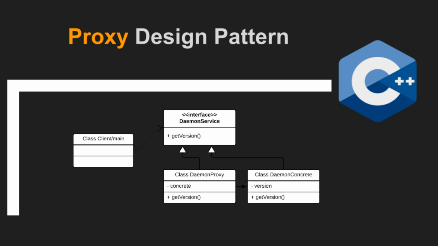What the proxy design pattern does, if you see this class diagram, is that we have one interface class, which contains many pure virtual functions. All those pure virtual functions are implemented by two derived classes, at least two derived classes in the overall high level logic. Here one is the proxy class and another is the concrete class. The proxy class implements all these APIs, but it doesn't implement any of the logic, whereas the concrete class implements all of the logic.